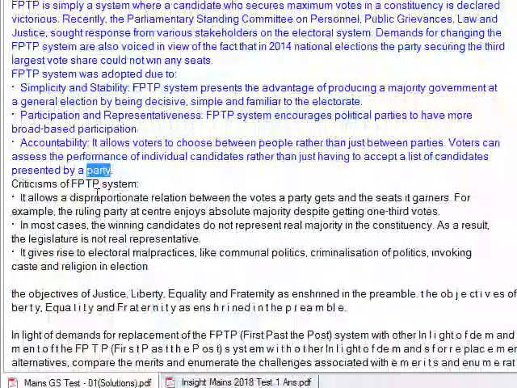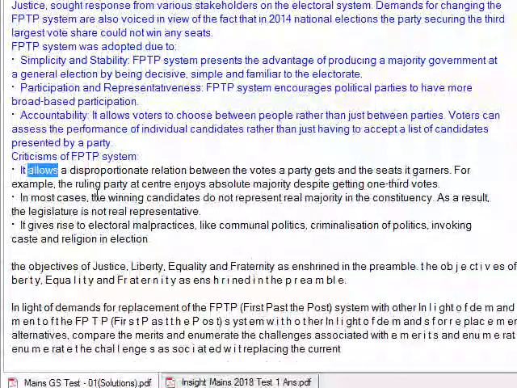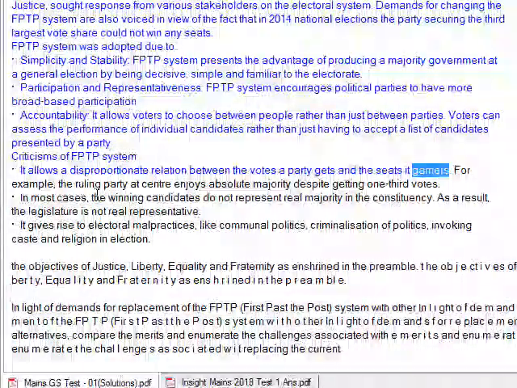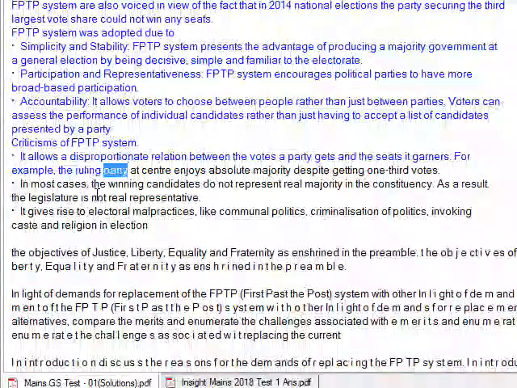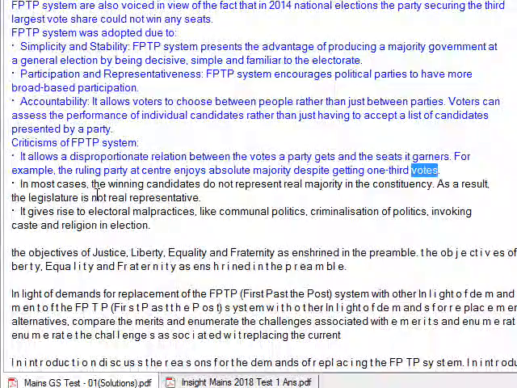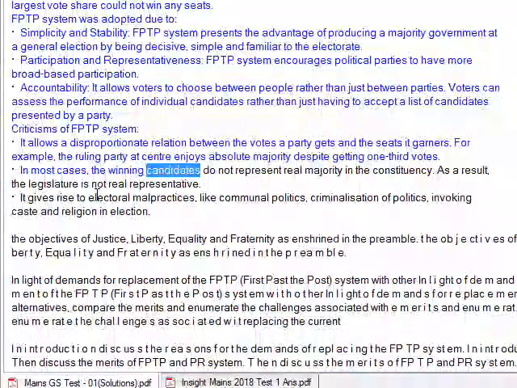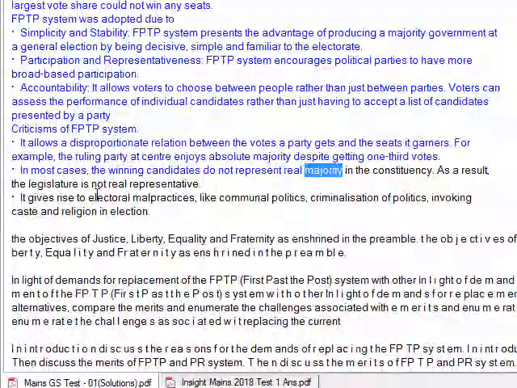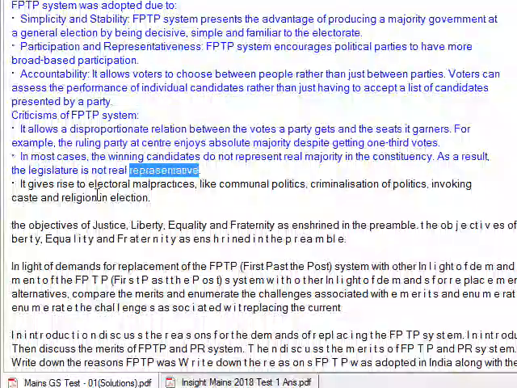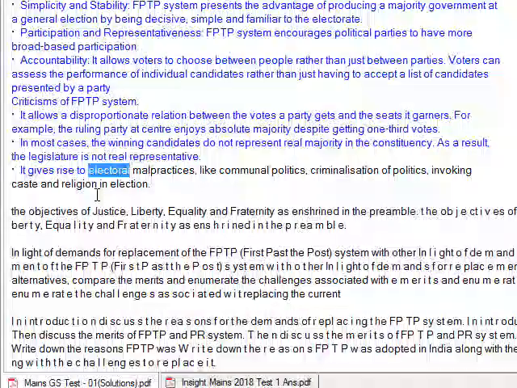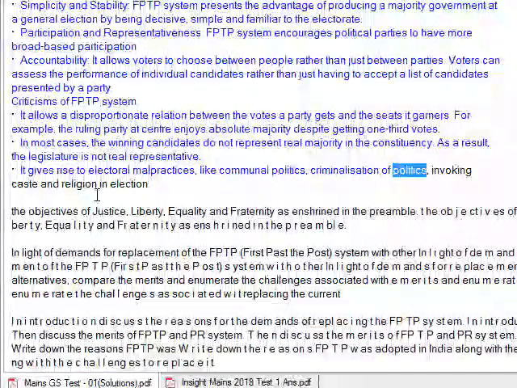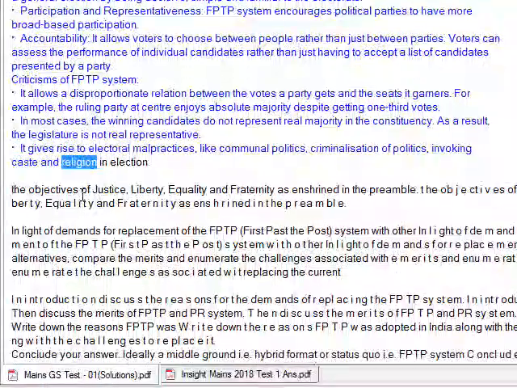Criticisms of the FPTP system. It allows a disproportionate relation between the votes a party gets and the seats it garners. For example, the ruling party at the center enjoys an absolute majority despite getting one third of the votes. In most cases, the winning candidates do not represent a real majority in the constituency. As a result, the legislature is not truly representative. It gives rise to electoral malpractices, like communal politics, criminalization of politics, and invoking caste and religion in elections.